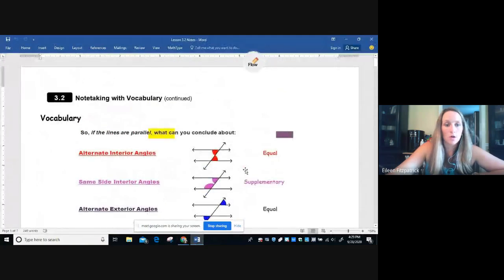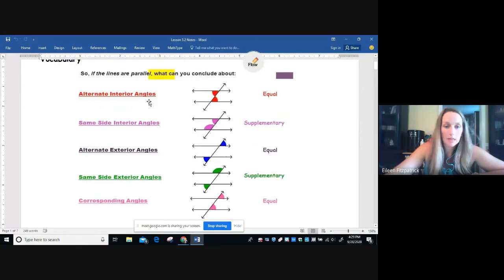All right. So to get started with some vocabulary, these are actually terms that we talked about in the last lesson. Alternate interior angles, you can see an example here, same side interior angles, which sometimes are also called consecutive interior angles, an example here, alternate exterior angles, same side exterior angles, and corresponding angles.